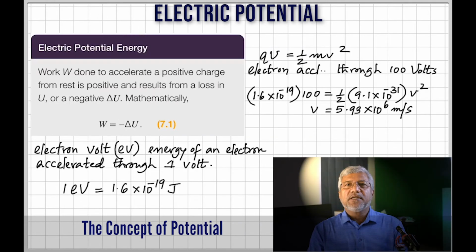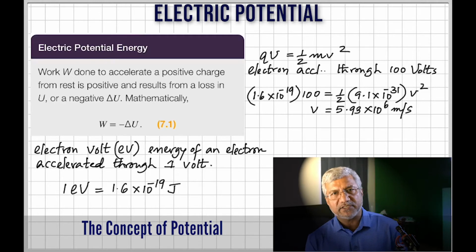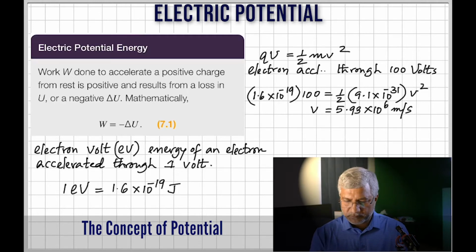So that is the velocity. And so we also have a new unit of energy called the electron volt. 1 electron volt is the energy acquired by an electron when accelerated through a potential difference of 1 volt. So we can change this into joules by using the conversion. 1 electron volt is the charge of the electron times 1, which will give you 1.6 times 10 to the negative 19 joules. All right?